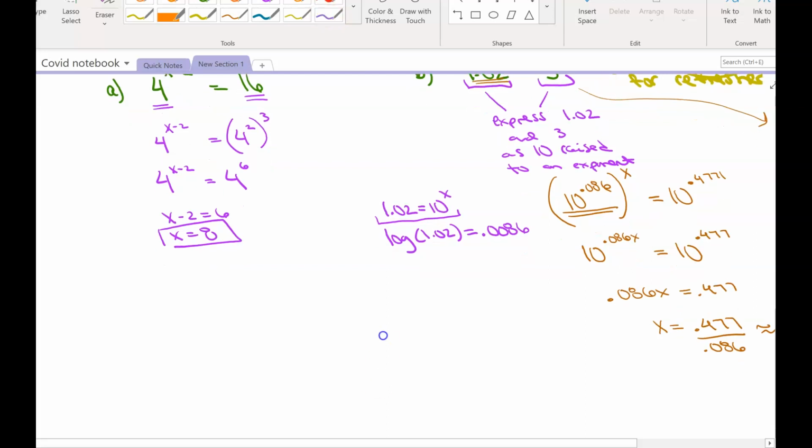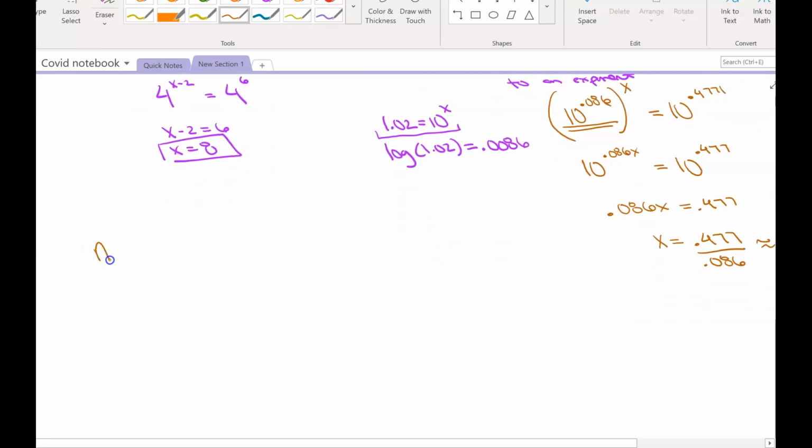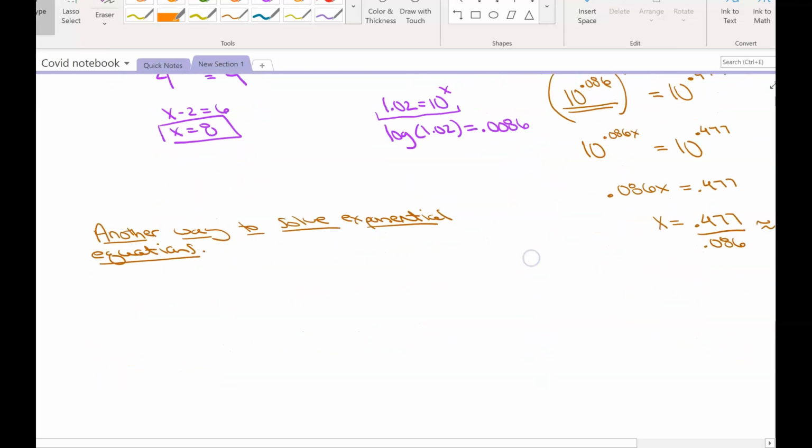So this is the new stuff now, okay? So, another way to solve exponential equations. Okay, all right, so this is new for us. And I'm going to start with that one. Okay, so let's say we're told to solve 1.02 to the x equals 3.